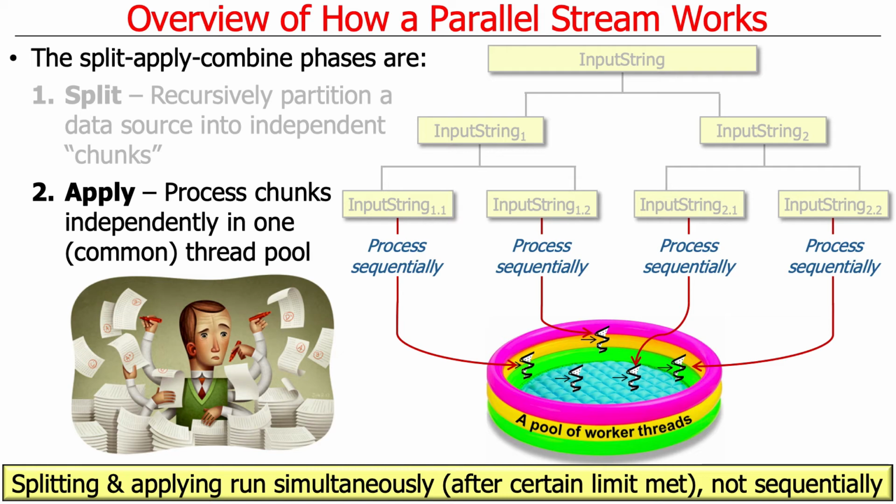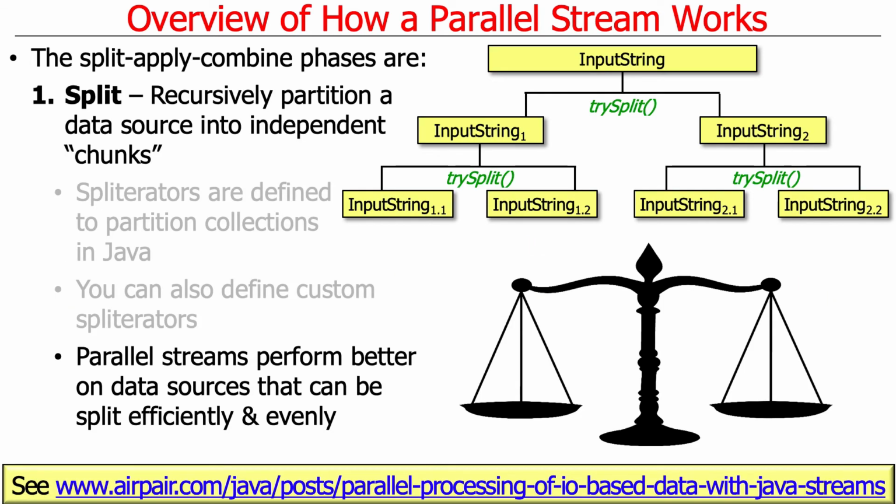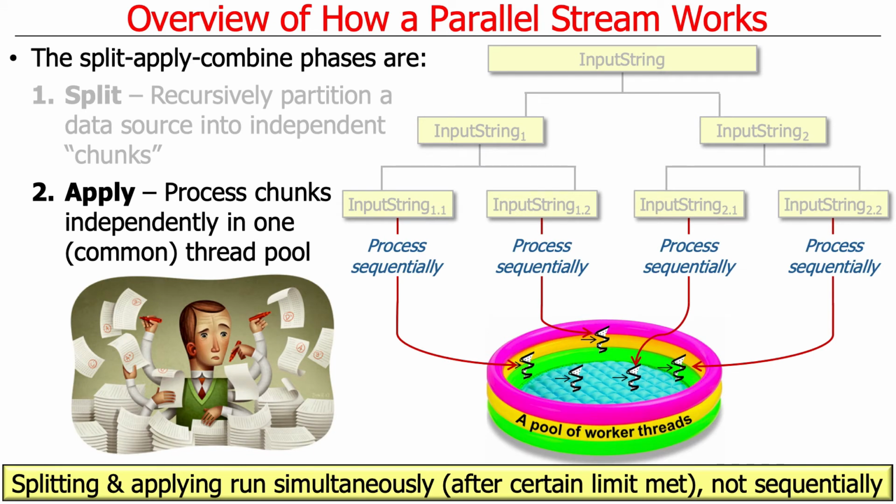So the apply phase is going to take all the chunks that are created during the partition phase, or the split phase, and it's going to throw them into a pool of worker threads, which is, of course, the fork join pool. Specifically, it's going to be the common fork join pool. We'll talk more about that. There's only one common fork join pool that's used by a parallel stream. And so each of the chunks that split will be put into the fork join pool, and then a thread will take that chunk and will start to process it.